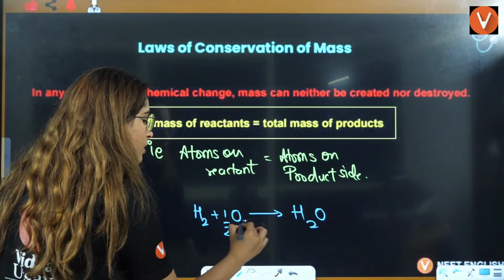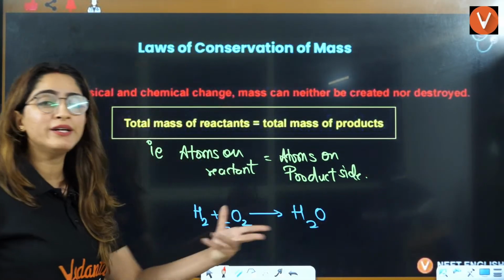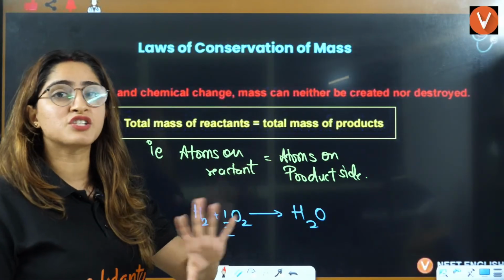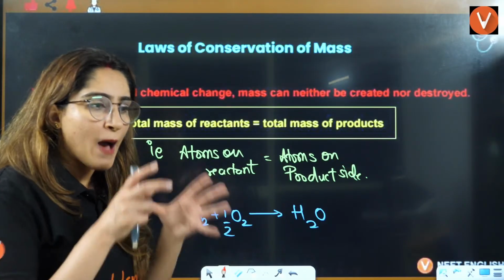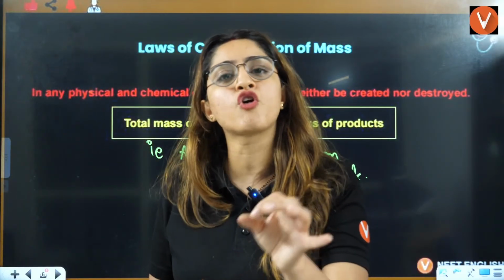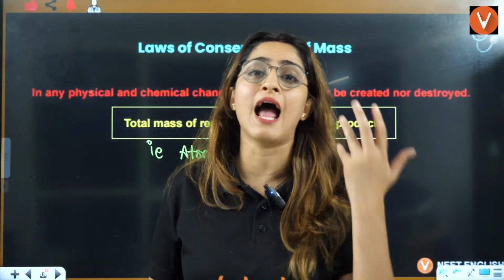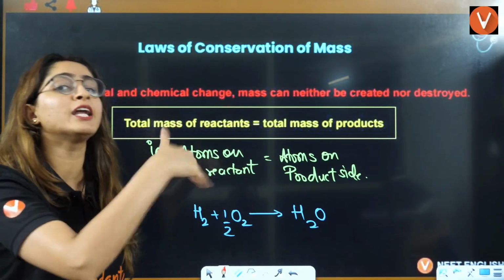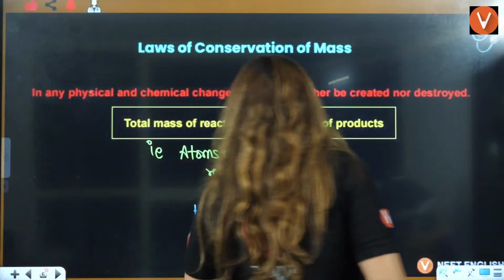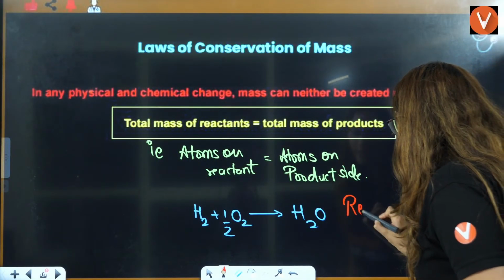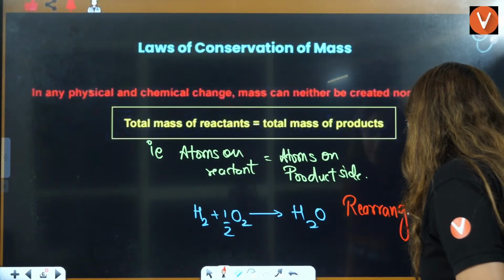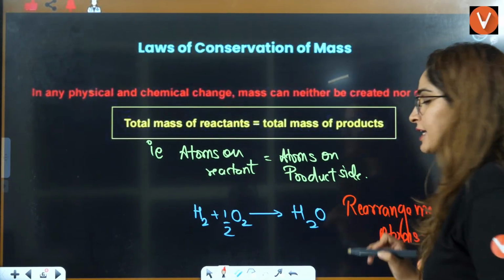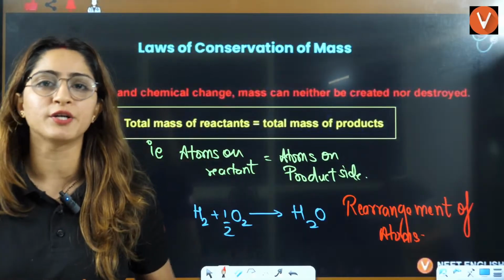Okay. Now, can you see one thing? Why did we do the balancing? We did the balancing so that the number of atoms on the reactant and product side should be the same. So balancing is based on the law of conservation of mass only. That's why we balance atoms. Now, if the number and types of atoms on the reactant and product side are the same, can you see what is happening here? There is rearrangement of atoms. Whenever a chemical reaction takes place, there is rearrangement of atoms.